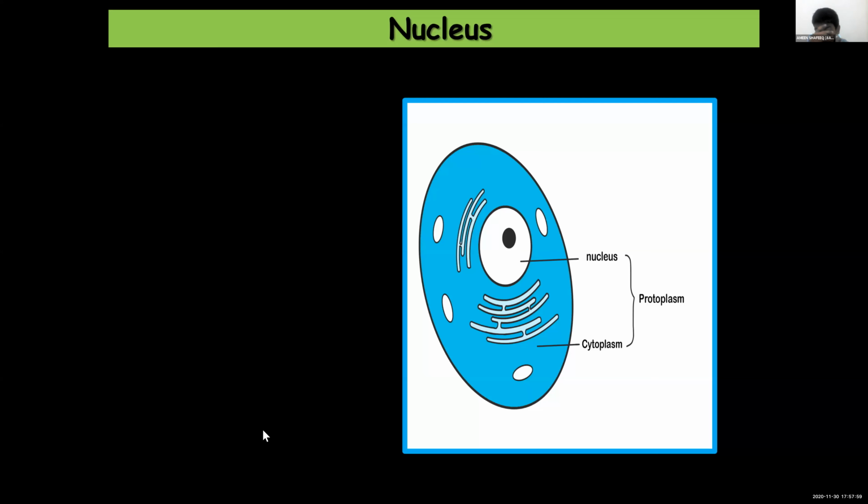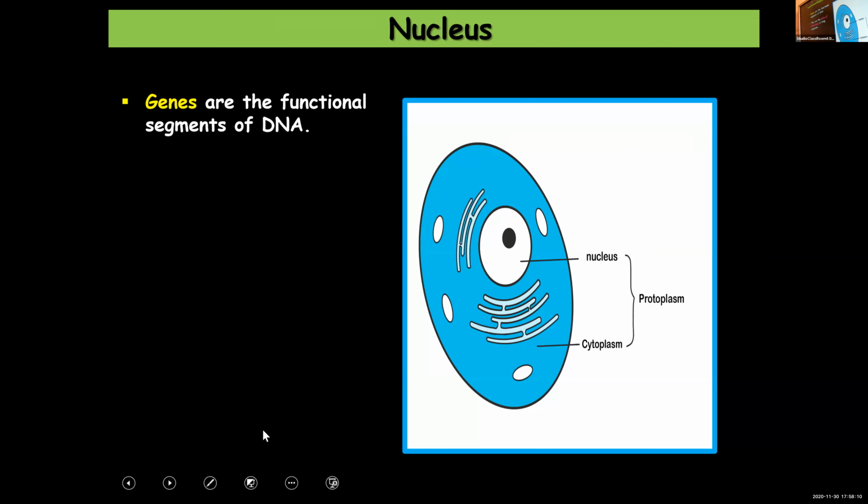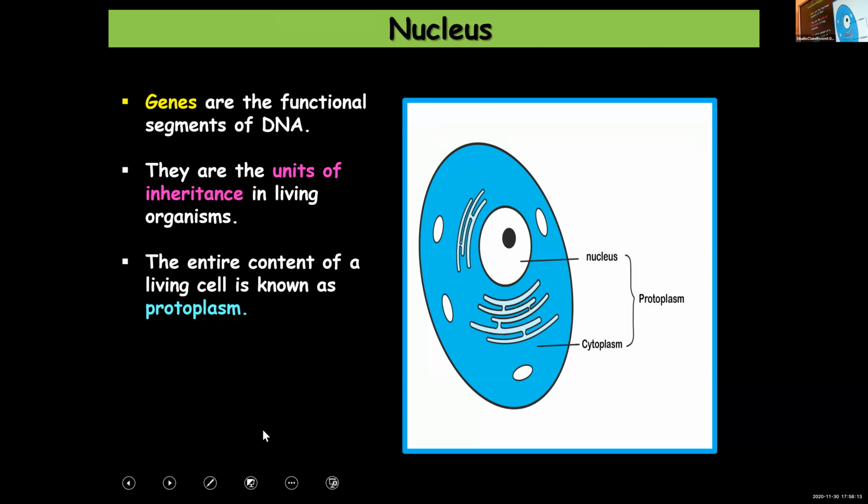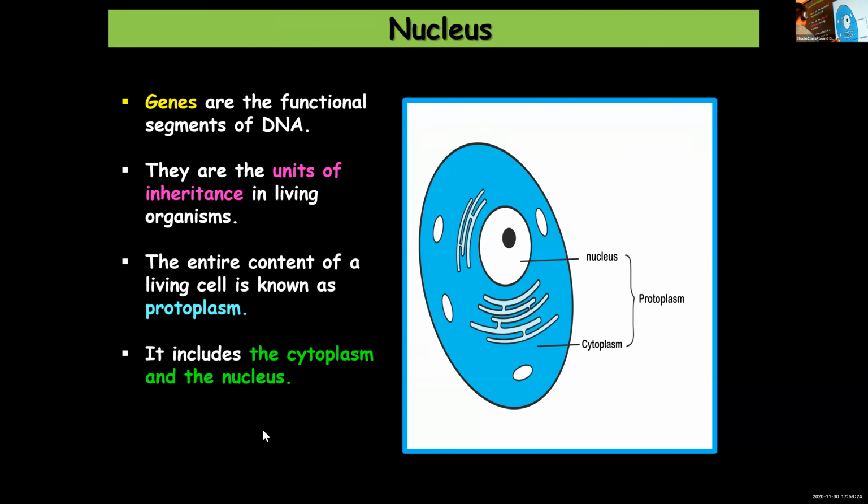So we were discussing cytoplasm and protoplasm. Advait told that cytoplasm is the jelly-like substance which is present between the nucleus and the cell membrane. Then what is protoplasm? Protoplasm is cytoplasm plus nucleus. Cytoplasm, as you know, is a jelly-like substance which is present between the nucleus and cell membrane.